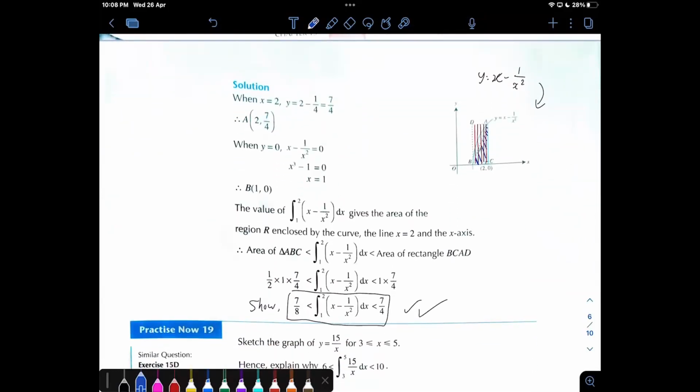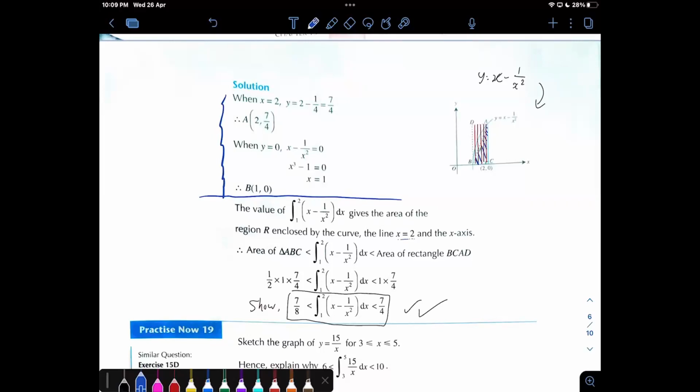But labeling of the coordinates, this one, they're just showing you the working coordinate geometry stuff. The integration part is over here. The value of that integral gives the area of the region R enclosed by the curve, the line x equal to 2, and the x-axis. Okay?